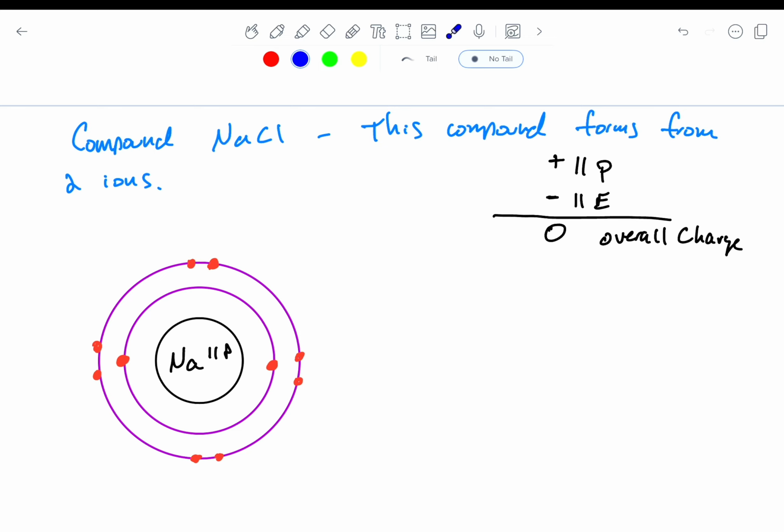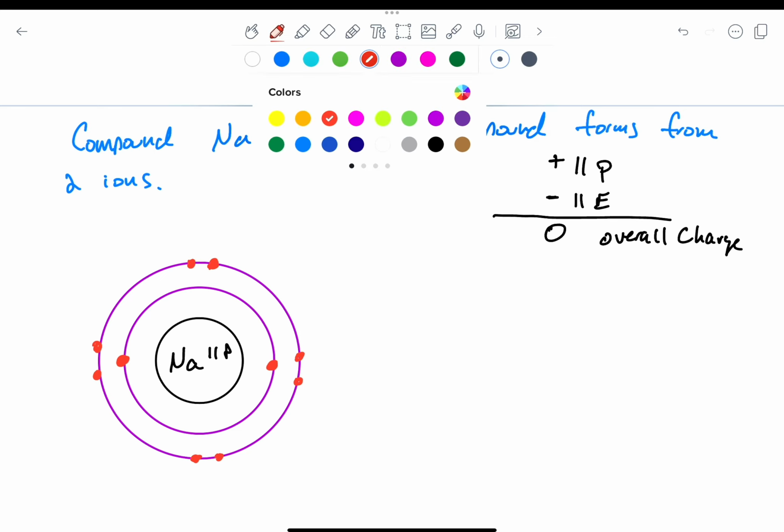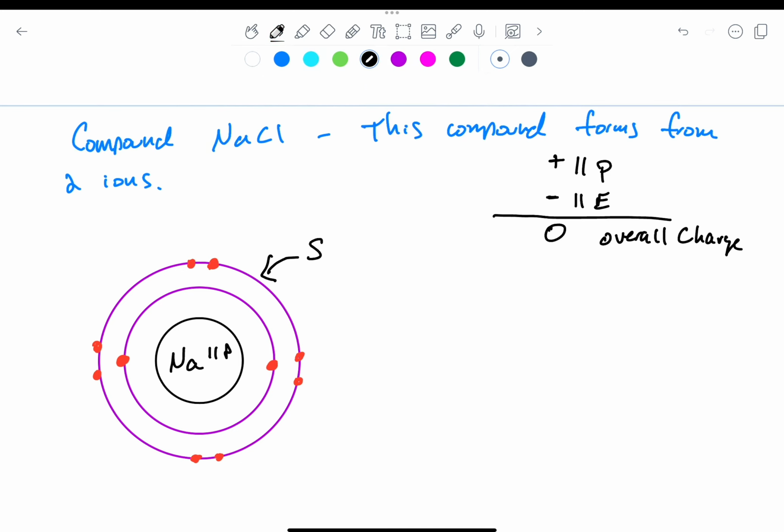So now, you guys, we don't have the element sodium anymore. We have what's called a sodium ion. And the reason it's an ion is because now, if we look at this, the nucleus still has 11 protons.